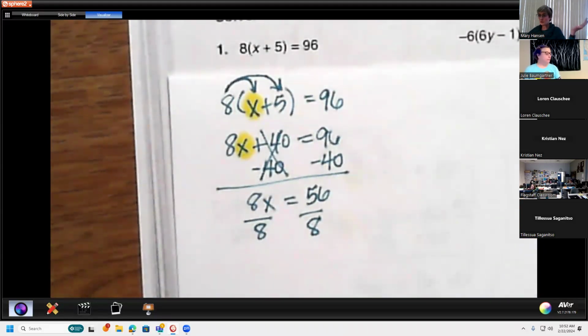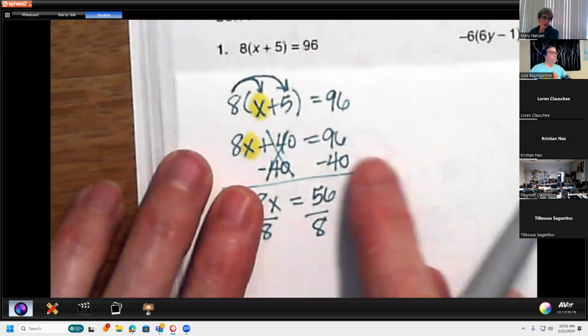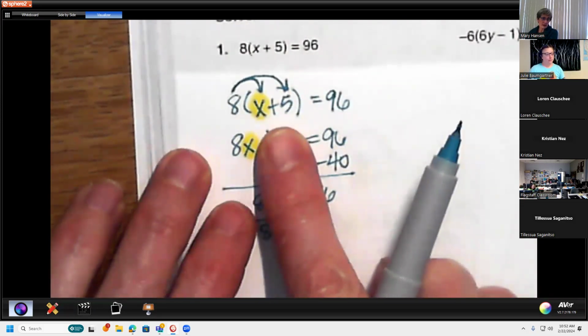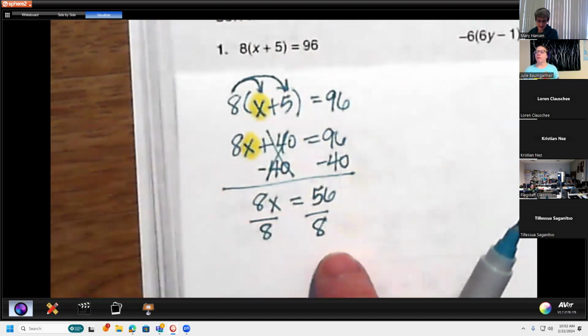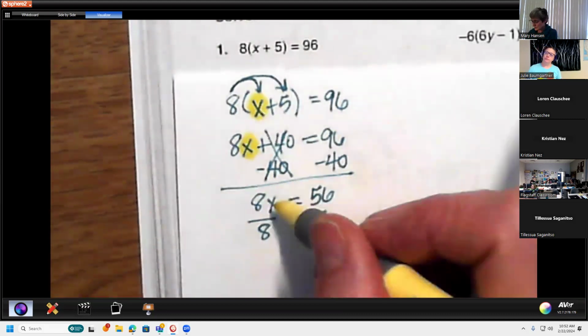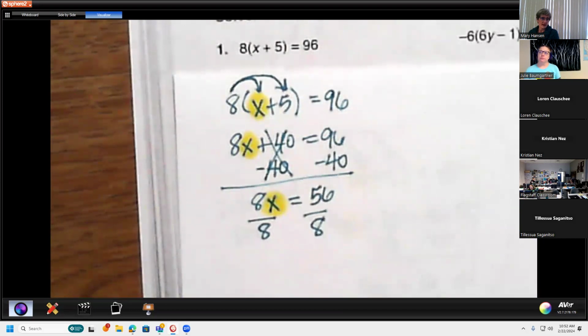Or if we think about our two-pan balance, I'm taking 40 paper clips off one side. If I'm going to keep it in balance, I've got to take 40 paper clips off the other side. The reason I want to subtract 40 is it will knock out this 40, leaving me only 8x. And then I'm one step closer to finding out what x is.